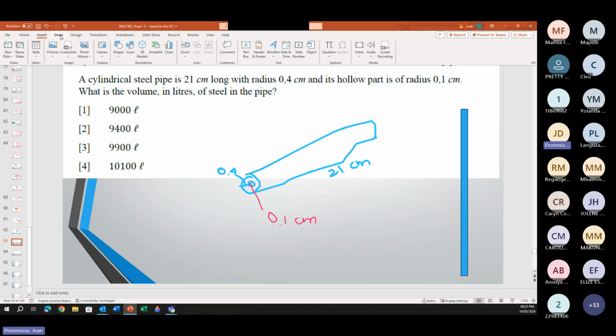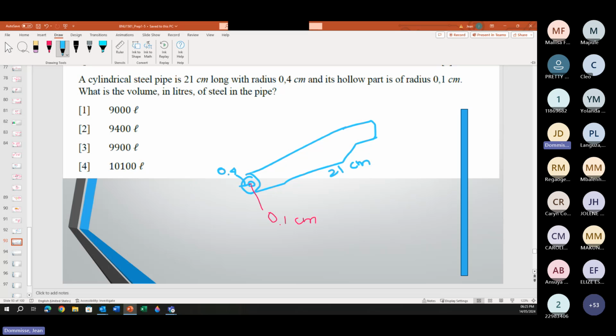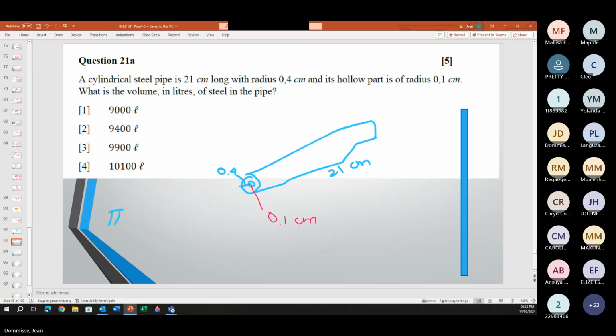Okay, but how we would have done it if we worked it out is to work out your full pipe. So the full pipe is a circle, which is pi radius squared times height. And then we will subtract the hollow part, again pi radius squared times height. So that would have been pi, the first radius would have been 0.4 to the power of 2 times the height of 21 centimeters. And then what we will subtract is the smaller part, 0.1 radius to the power of 2 times the height, which is 21.